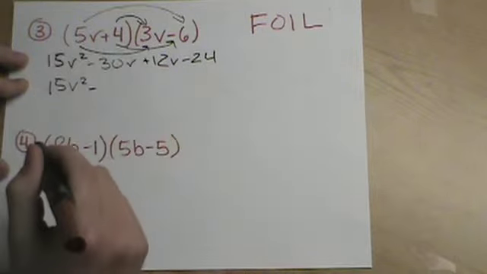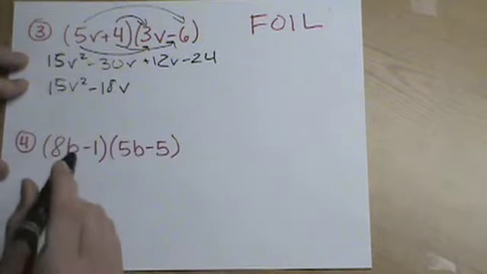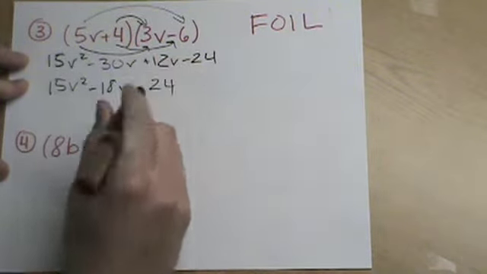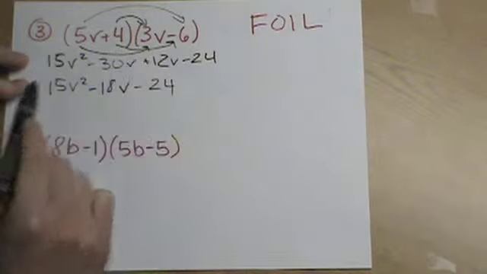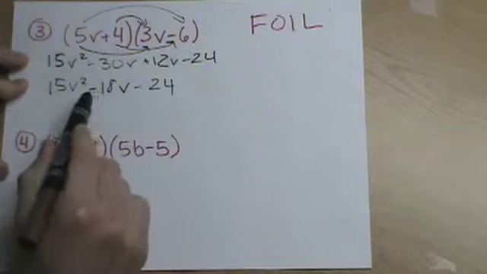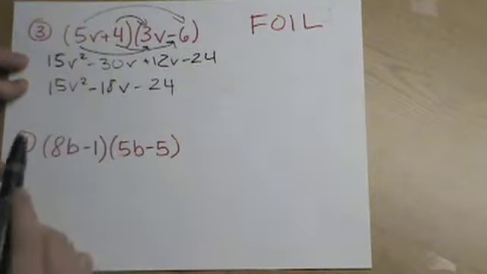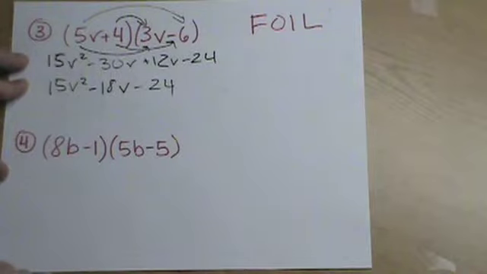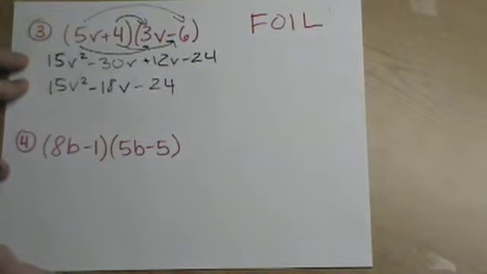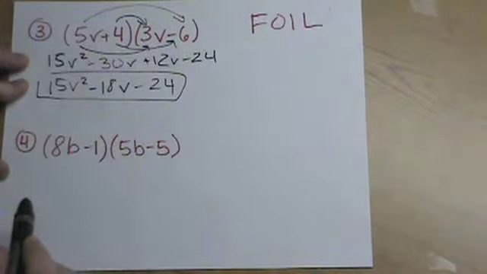So this is going to be negative 18v minus 24. So negative 30 plus 12. Negative 30 apples plus 12 apples equals negative 18 apples. So when I say apples, I was actually meaning my little v right there. And if you want to check it with your calculator, please do so, or use your calculator if you can't do that in your head. So here's our answer.